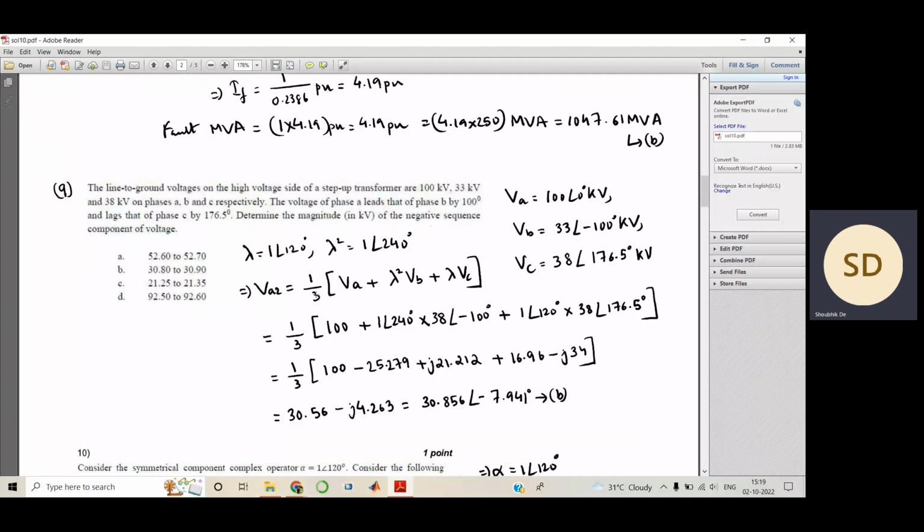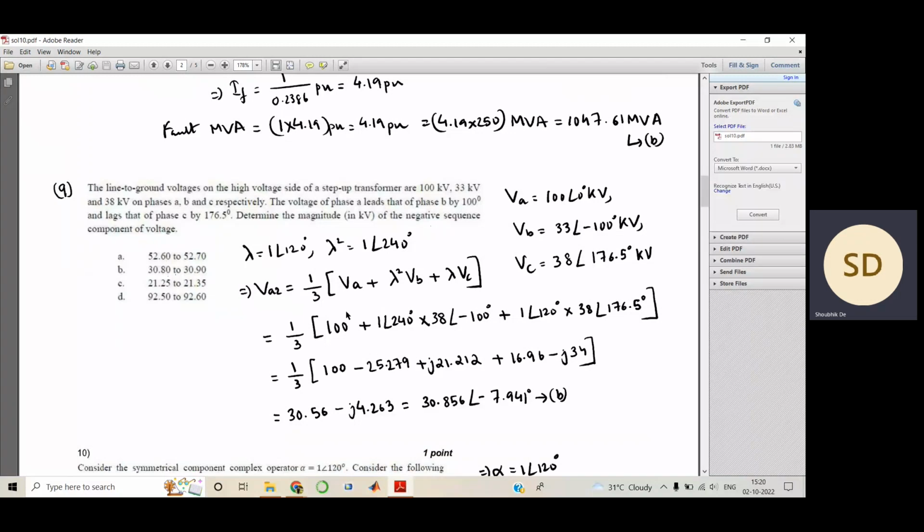You can check any textbook, or you can also refer to the explanation videos of this course. So VA2 would be 1 by 3 into VA plus lambda square VB plus lambda VC. In some books or some other videos, you may see that this lambda is also treated as alpha, but they are the same, just different notations.